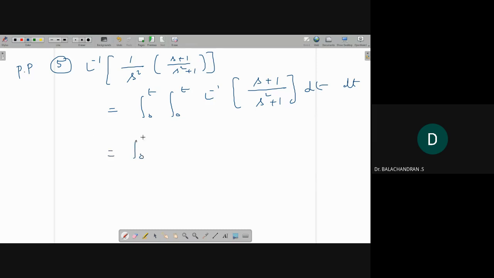Now 0 to t, 0 to t. You can split: L inverse of s by s square plus 1 is cos t. L inverse of 1 by s square plus 1 is sin t. So remaining part, integration, I leave it to you, and I also give the final answer. The final answer is 1 plus t minus cos t minus sin t.